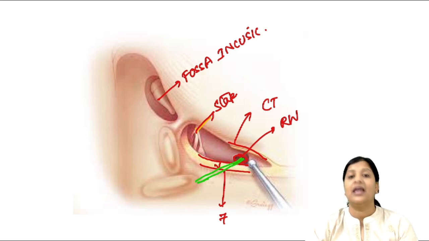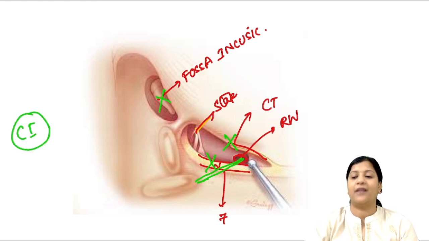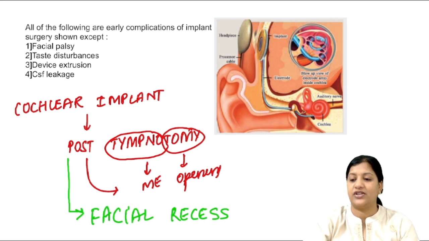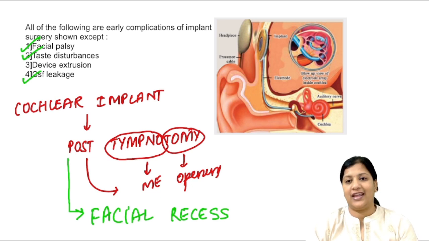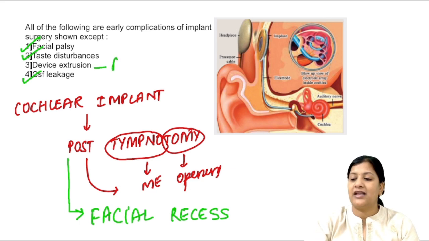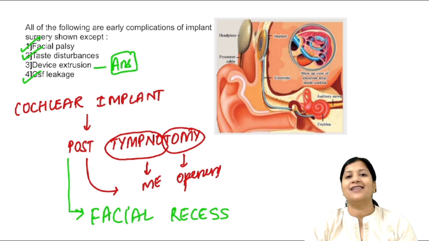So when I'm doing this surgery, could there be a possibility of injury to the vertical portion of the facial nerve? Yes. Could there be injury to the chorda tympani nerve? Yes. And could there be dislocation of the incus? Yes. All of these three could happen. So chorda tympani injury, facial nerve injury, incus dislocation can be early complications of a cochlear implant surgery. So facial palsy, taste disturbances, CSF leakage. CSF leakage is nothing but perilymph leakage. And device extrusion is not a common complication that we see. And even if it is there, it's not an early complication at all. So the answer is, it is usually not seen that there is a device extrusion.